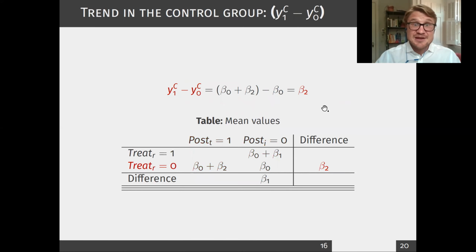Right, and what does that mean? Of course, that means that the trend in the control group is beta 0 plus beta 2, the mean at post-intervention, subtracted by the mean in the pre-intervention, which is just beta 0. So beta 2 is the change over time in the control group.